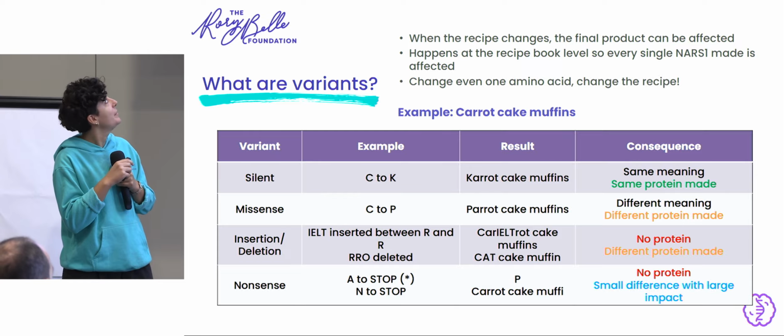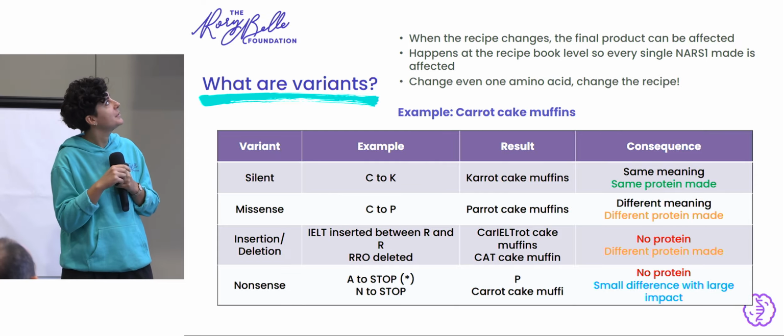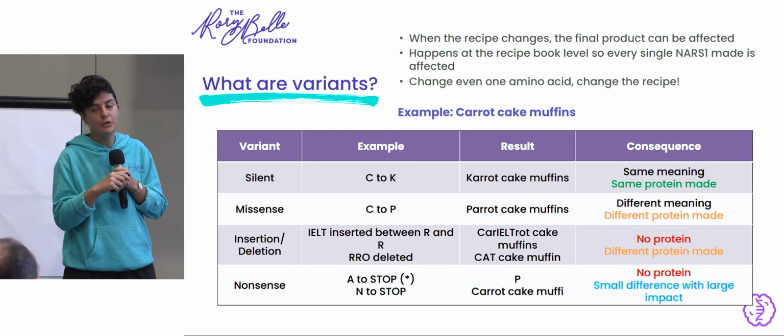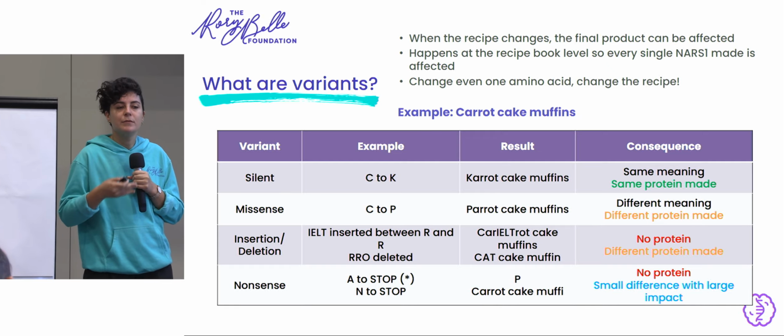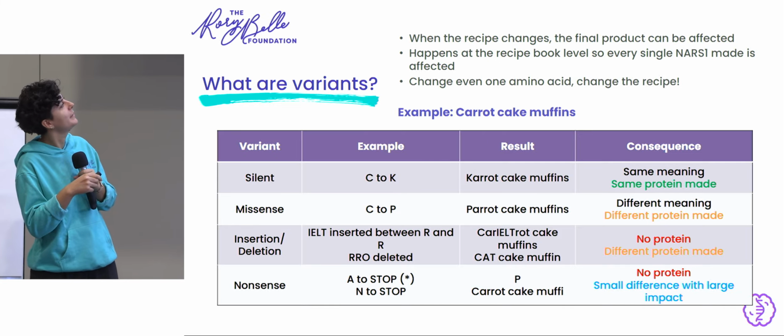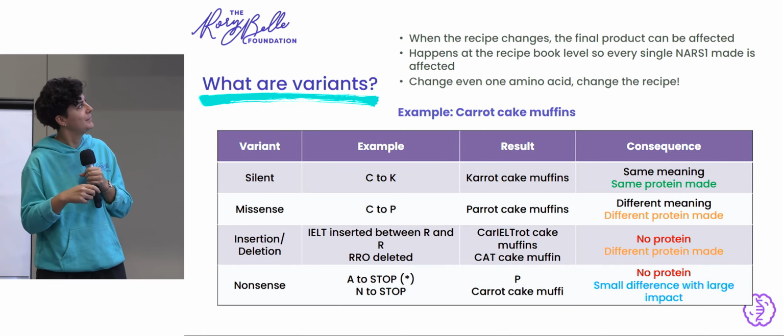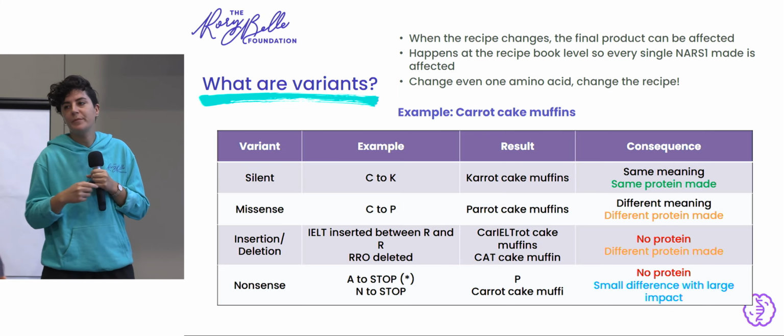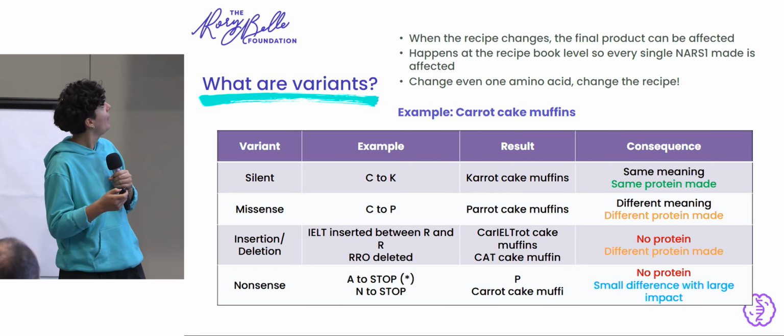Then you have missense variants. For example, a C gets changed to a P here in the carrot, and you change from carrot cake muffins to parrot cake muffins, which is very different. You still have a recipe made, you still have something being made, but instead of carrot muffins, you have parrot muffins, which is different information, a different protein.